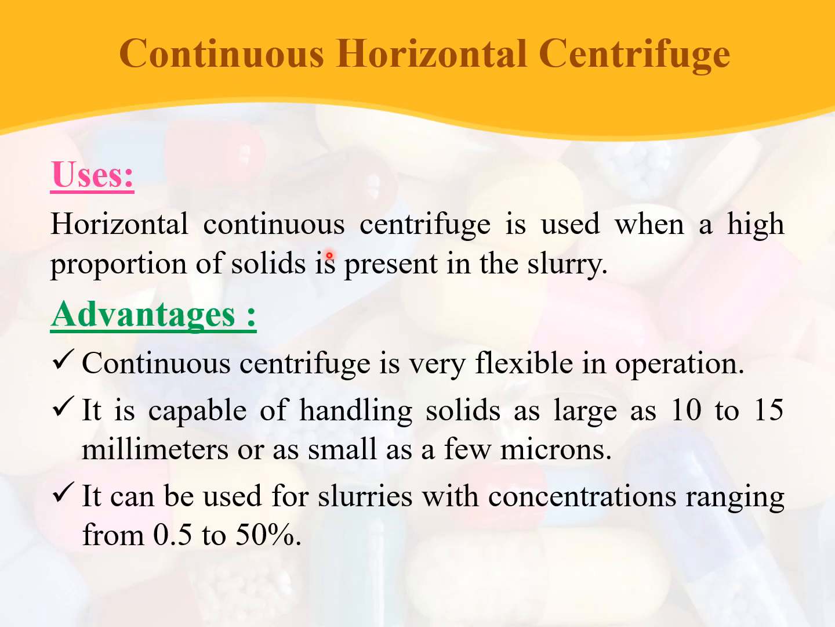Coming to the uses, the horizontal continuous centrifuge is used when a high proportion of solids are present in the slurry. Coming to the advantages, the continuous centrifuge is very flexible in operation. It is capable of handling solids as large as 10 to 15 millimeters or as small as a few microns. It can be used for slurries with concentration ranging from 0.5 to 50%.